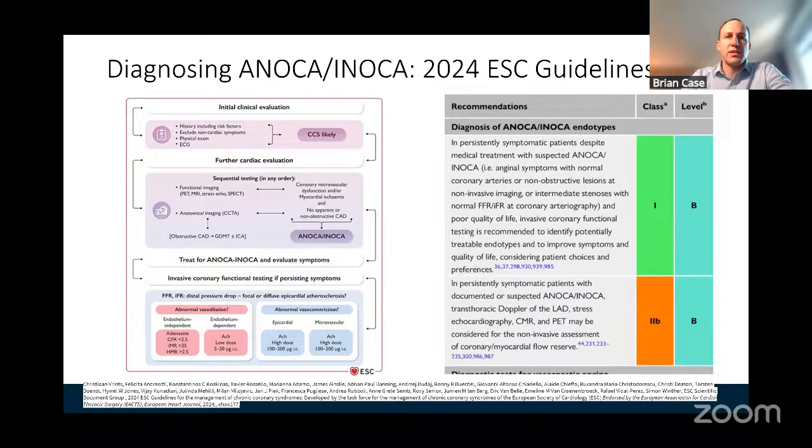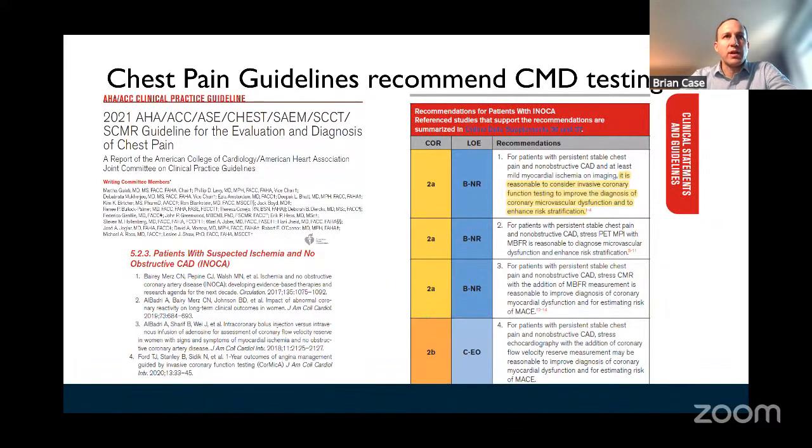We were excited last year, in 2024, when the updated ESC guidelines gave a class 1 indication for doing coronary functional testing in ANOCA and INOCA patients. The American guidelines are from 2021. They gave it a 2A recommendation, but I do suspect that with this ongoing push and evidence, this will probably become a class 1 indication in the US as well.